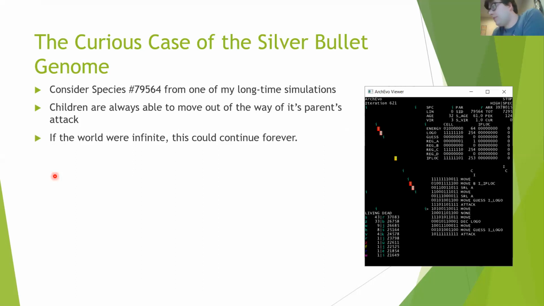As an example, the highlighted cell here is the very first cell that I spawn in this empty simulation. You can see all of its children over here. By the time we actually get to the silver bullet genome, which is right here, all of its children are well out of the way. In fact, the only time it actually ends up using the silver bullet genome against one of its own children is when it loops all the way back around to this side.